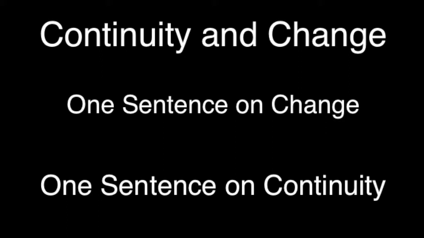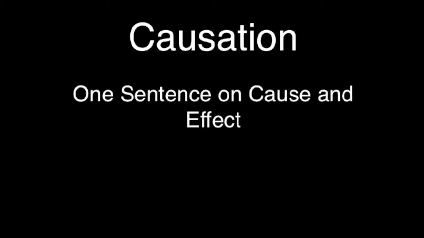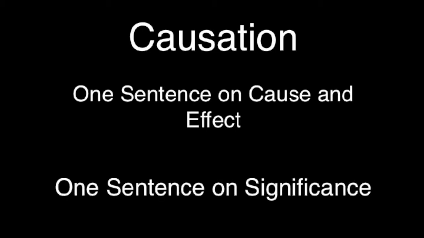If the student should face a different type of essay, for example, if they should end up facing an essay on causation, they could have a thesis statement which starts off with a sentence on the cause and effect relationship. The next sentence then could state the overall significance of that cause and effect relationship.